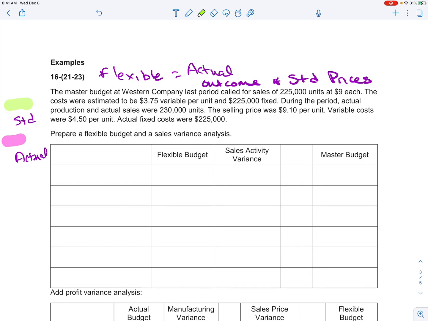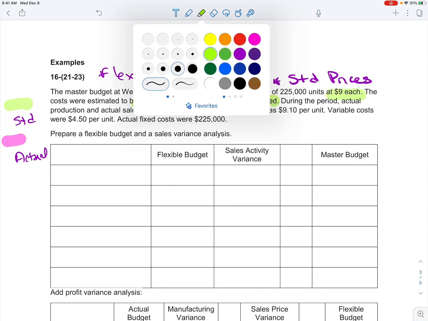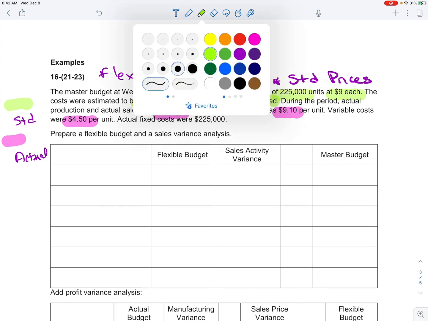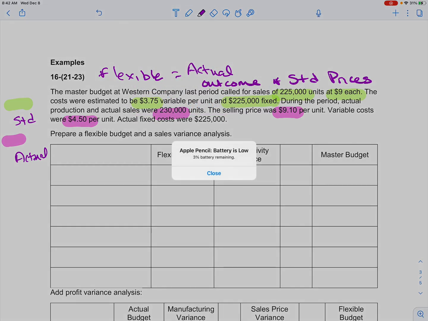Last period called for sales at $225 at $9 each. That was the master budget. And it says the costs were estimated to be $375. So these are my standard prices. And they gave us that fixed cost. Continue reading through. It tells me that actual production was 230 units at $910, and variable costs were actually $450. Again, I forgot to include those units there in the standard, what was expected.